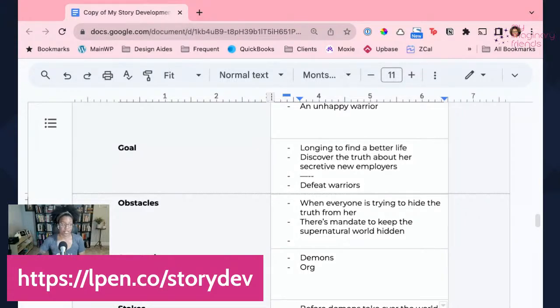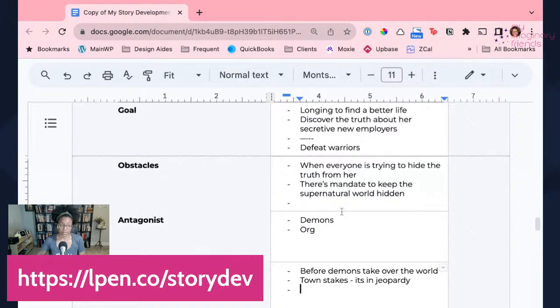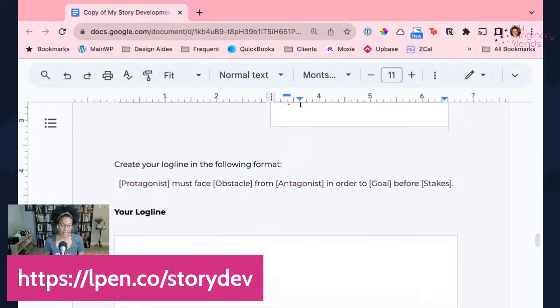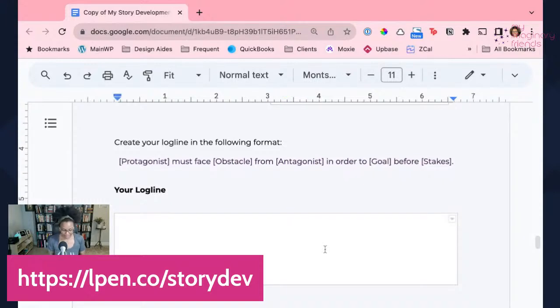of the supernatural creatures. So the obstacle is, I mean, the demons are obviously the obstacle, but something else has to be there. Maybe not. And the stakes are before the town is destroyed and the people discover the supernatural world. So it would go something like that. All right, I'm just going to take a stab at it.